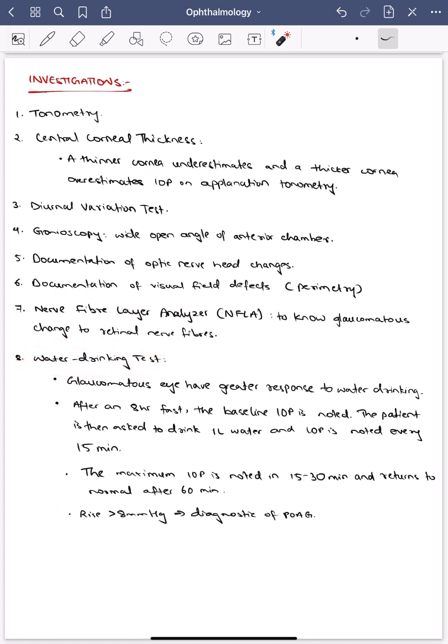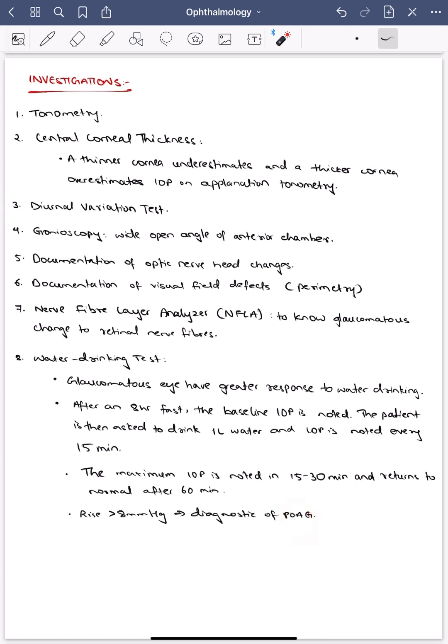Now in the water drinking test, the principle is that the glaucomatous eye has a greater response to water drinking. After an 8-hour fast, the patient's baseline intraocular pressure is noted, and the patient is asked to drink 1 liter of water, and the intraocular pressure is noted every 15 minutes. Now the maximum intraocular pressure is noted in 15 to 30 minutes, and it returns to normal after 60 minutes in both the normal and the glaucomatous eye. However, if the rise in intraocular pressure is greater than 8 mmHg, it is diagnostic of primary open angle glaucoma.